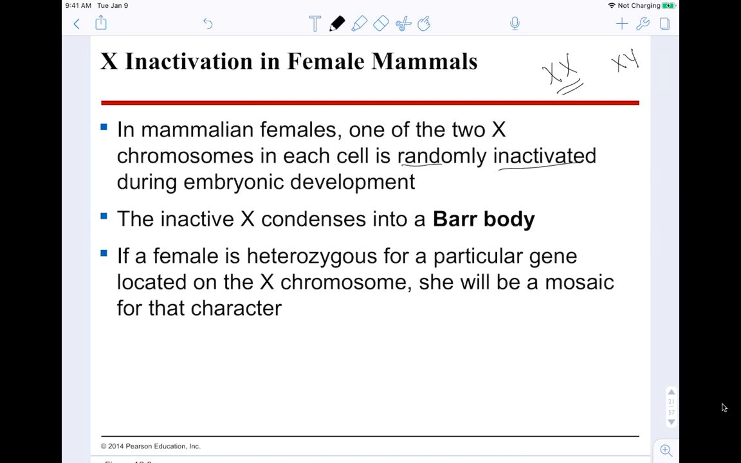So if a female is heterozygous for a particular gene located on the X chromosome, she will be a mosaic of that character. So like I said, if you are a heterozygous individual for a trait, sometimes her cells will show the dominant and sometimes her cells will show the recessive, because it's just depending on which X is activated or inactivated in each of her cells. That's actually how you get the rise of calico cats.